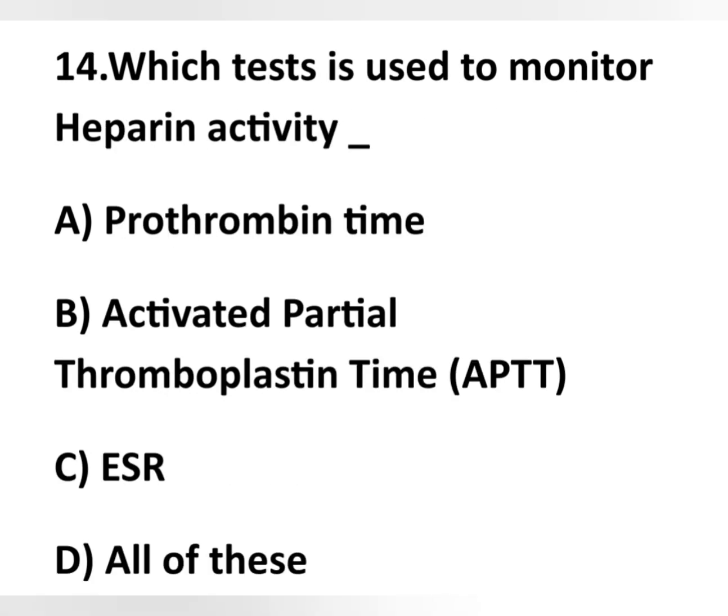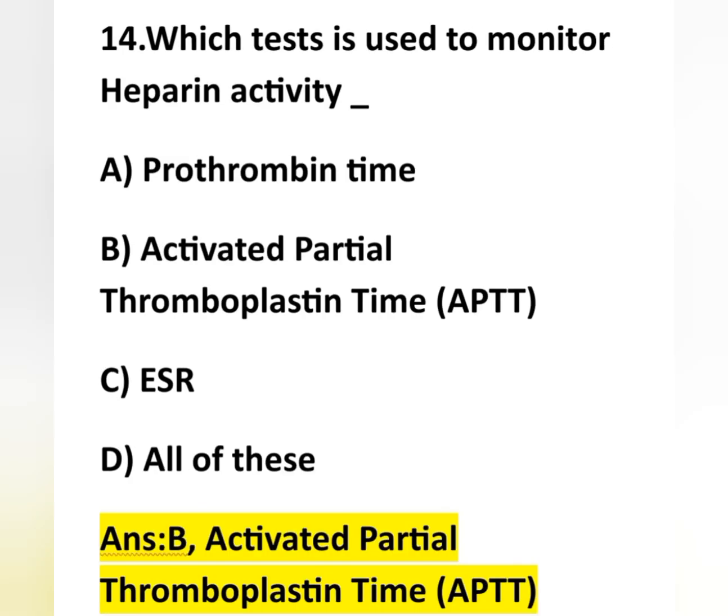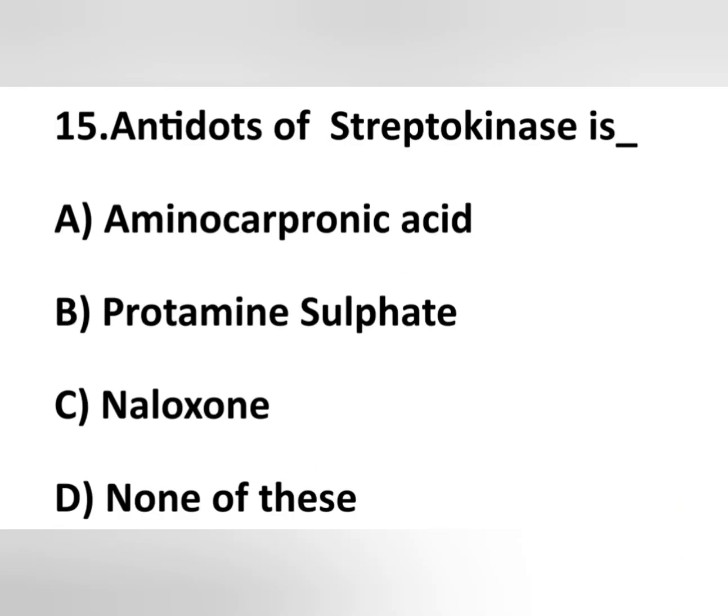Question number 14. Which test is used to monitor heparin activity? And options are: option A, prothrombin time, option B, activated partial thromboplastin time, option C, ESR, option D, all of this. Here the question is which test is used to monitor heparin activity, and the correct answer is option B, activated partial thromboplastin time.